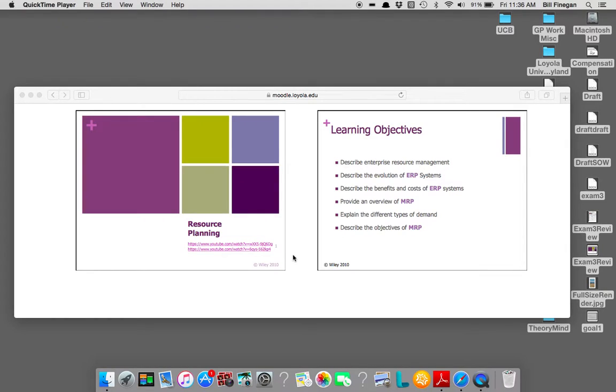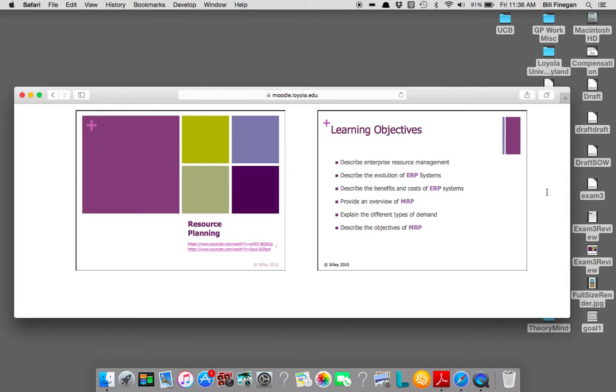The review for Exam 3. In Exam 3, we'll be focusing heavily on resource planning as well as a number of other chapters. The exam will be available on Tuesday, is worth 100 points, and is comprised of 50 questions, each worth 2 points.